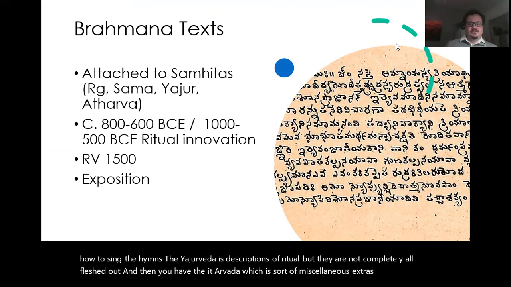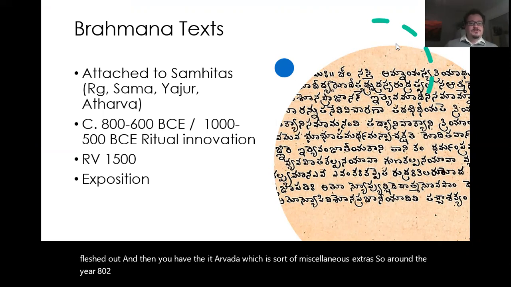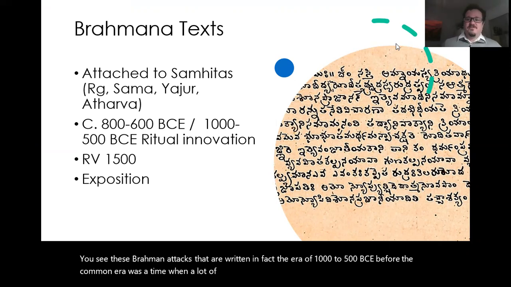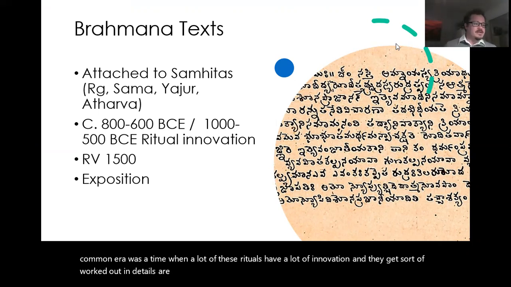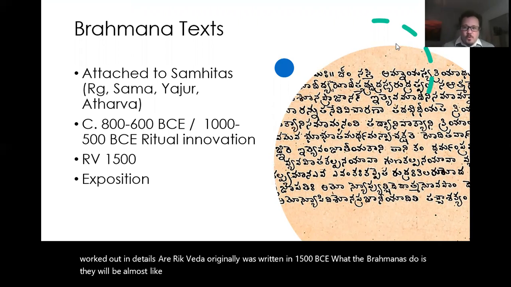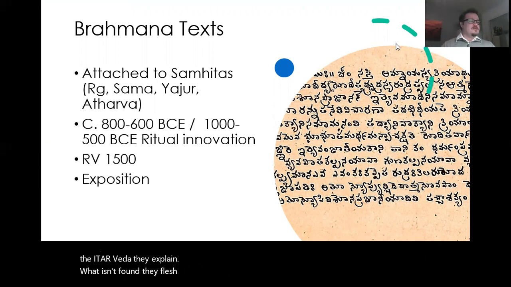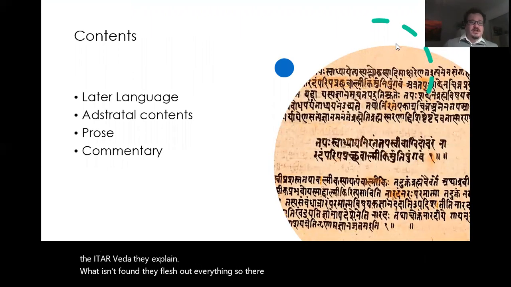So around the year 800 to 600 BCE, you see these Brahmana texts that are written. In fact, the era of 1000 to 500 BCE was a time when these rituals had a lot of innovation and got worked out in detail. Our Rig Veda originally was written in 1500 BCE. What the Brahmanas do is they are almost like a commentary on the Rig Veda or the Yajurveda or the Samaveda or the Atharva Veda. They explain what isn't found. They flesh out everything. So they're sort of exposition onto the Vedas.